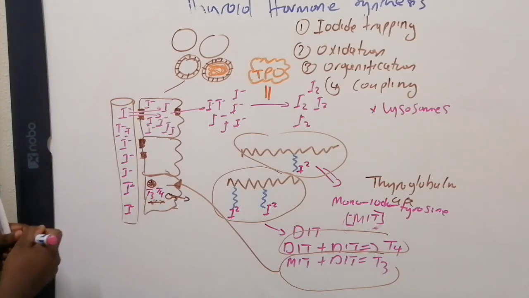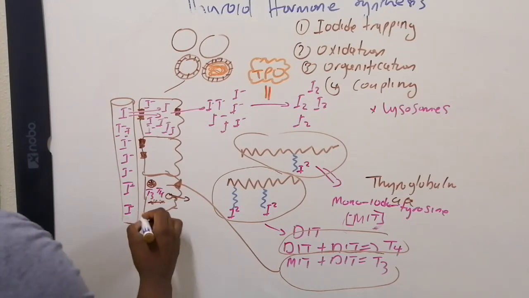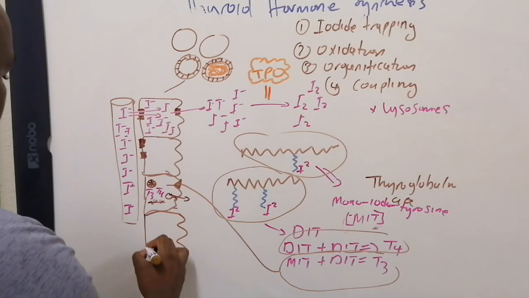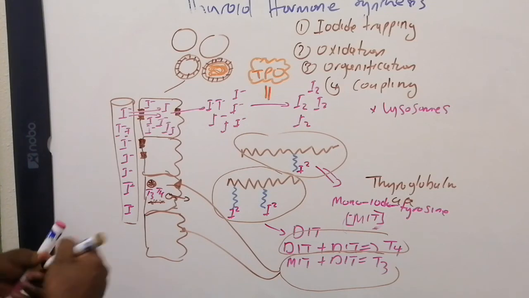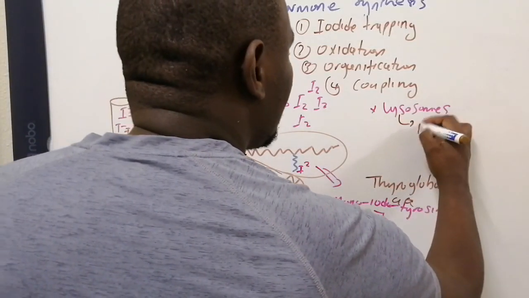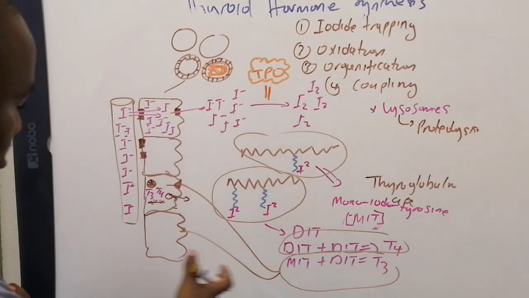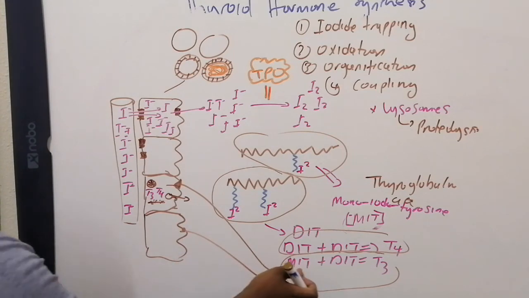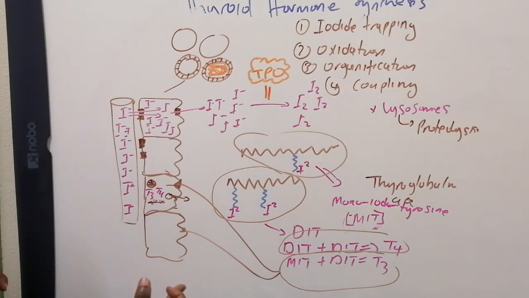The T3 and the T4, let me just draw it here. So the lysosomes are gonna do what is called proteolysis. They'll break that complex down, releasing T3 and T4 and also releasing the thyroglobulin. The thyroglobulin is gonna go back and be reused in the second round, while the T3 and the T4 will enter the blood circulation. T3 and T4.